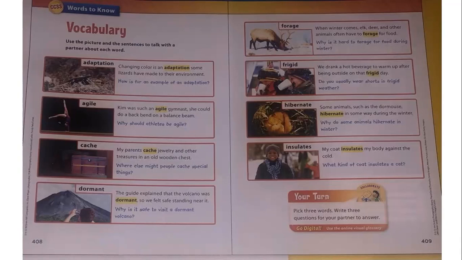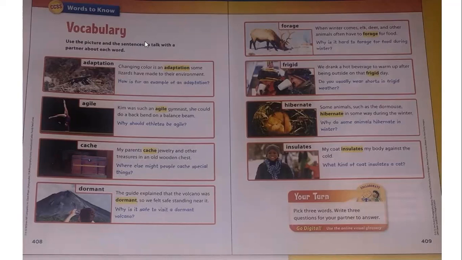Okay, so a change in color is an adaptation some lizards have made to their environment. This helps them hide from predators, right? This is an adaptation that they have made, a change. So what's a synonym for adaptation? We could say a change. Okay? All right, number 2, agile.